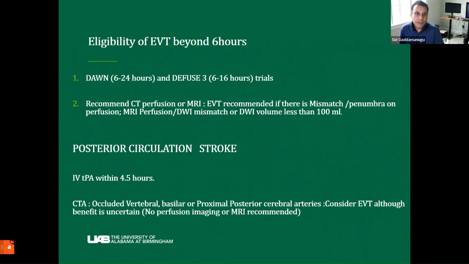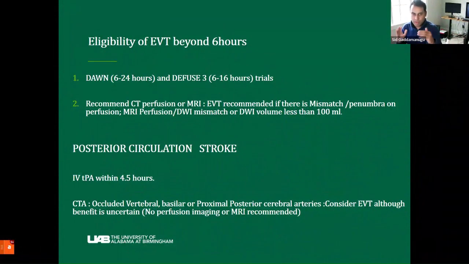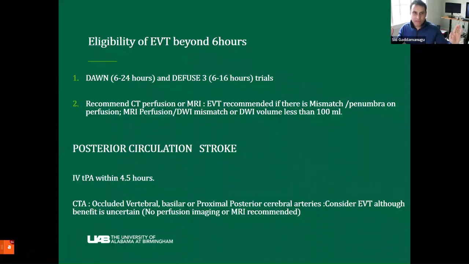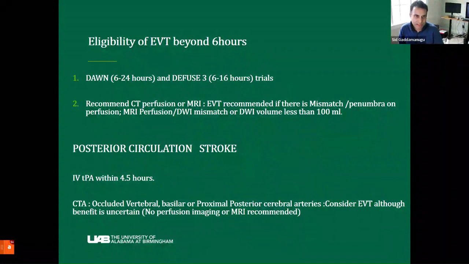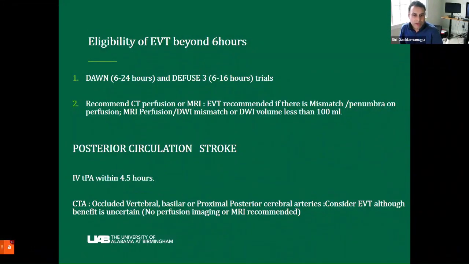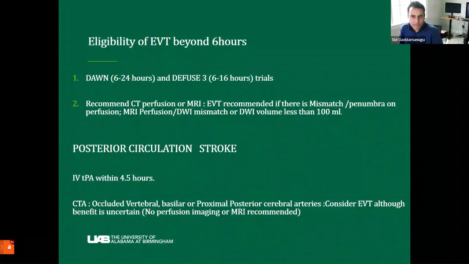What is the eligibility for endovascular treatment beyond 6 hours? Remember, after 6 hours, no one gets IV-TPA, no one. So IV-TPA, 4.5 hours, maximum 6 hours. After 6 hours, the only treatment you can give a patient with stroke is endovascular treatment, which is mechanical thrombectomy, clot removal. Based on these two trials, you do a CT perfusion and you calculate the amount of ischemic brain, or the mismatch. And if there is a significant amount of mismatch, you perform endovascular treatment.